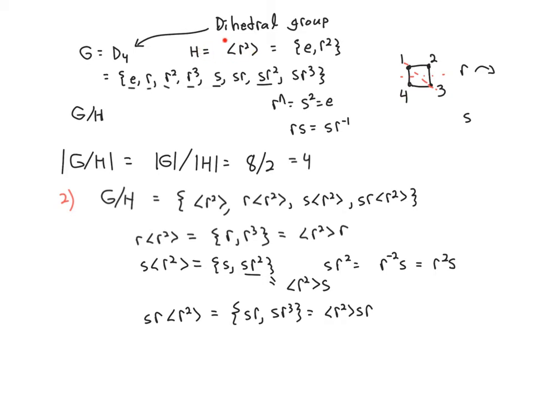This subgroup, r squared is a 180 degree rotation. This subgroup has order 2. The full group has order 8. And so by Lagrange's theorem, the number of cosets is 4. But I want to do better than that. We want to actually construct the Cayley table. So my goal here is to construct the Cayley table for G mod H. And that's going to take a lot more work.